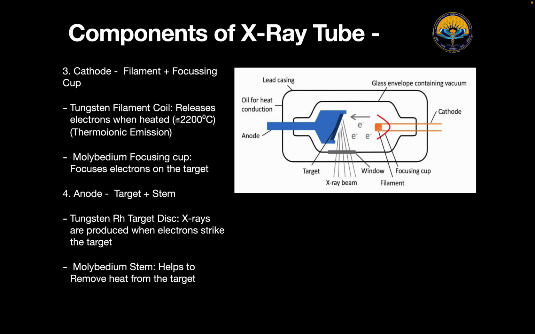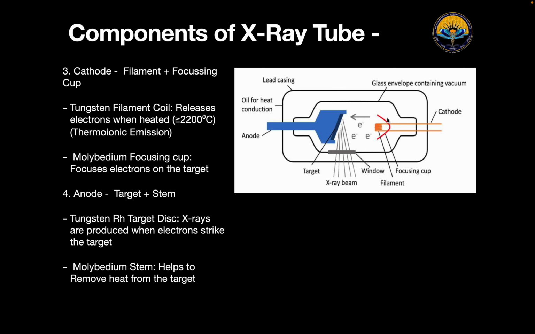So the third part is the cathode part. The cathode will have a filament and a focusing cup. The importance of this filament is that it is made up of tungsten, and whenever we give filament current, this is 10 ampere current, to the filament, then this filament will start heating up. And when we heat it to 2200 Celsius, it will start releasing electrons around it. This process is called thermionic emission, that we will have emission of the electrons when we heat the filament to a certain temperature.